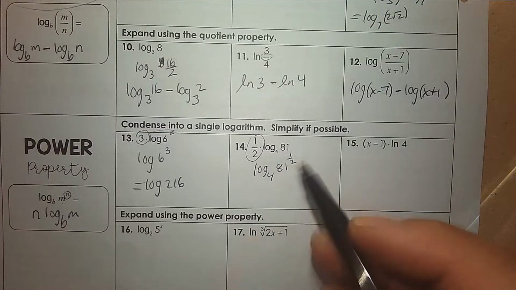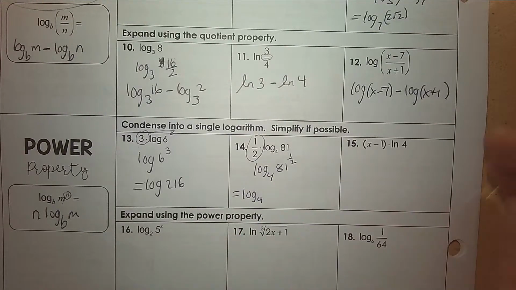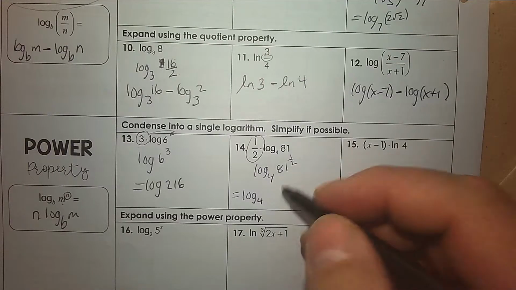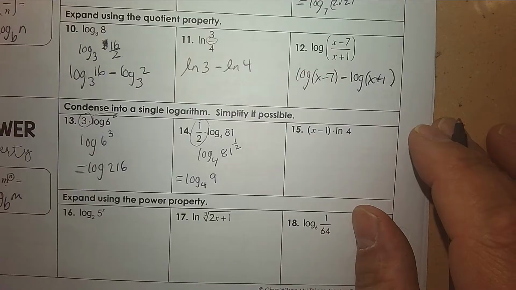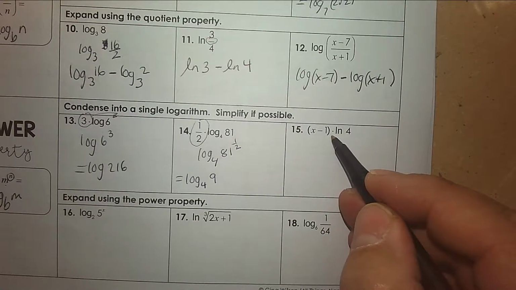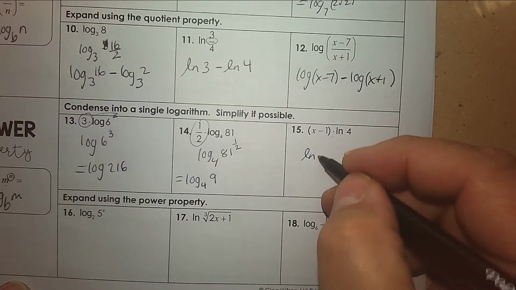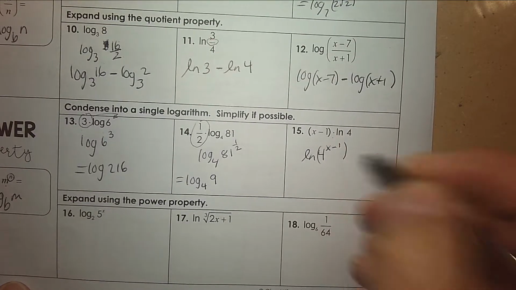What is 81 to the 1/2? What does the exponent 1/2 mean? Square root. What's the square root of 81? Done. Do you see something multiplying in front of the logarithm? That can be written inside the logarithm as an exponent. Done.